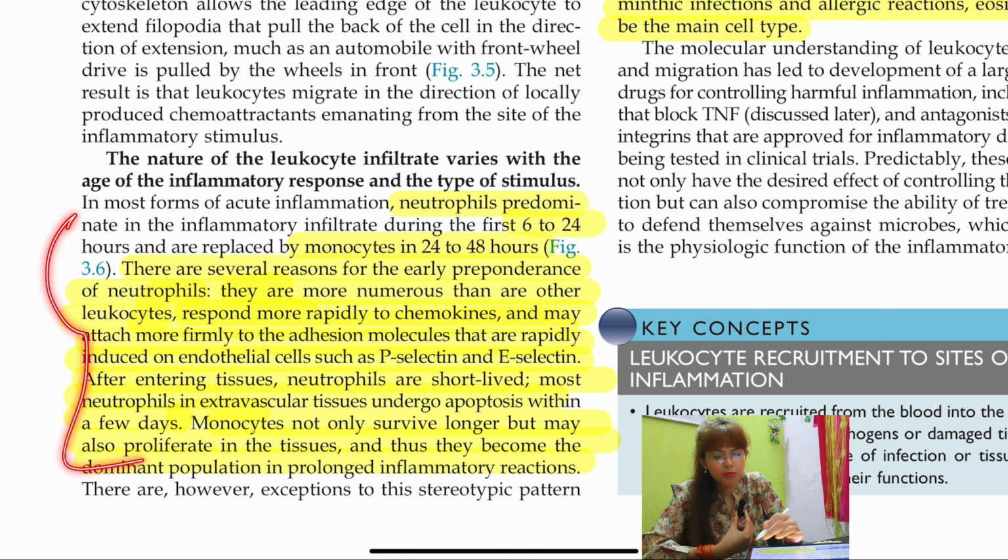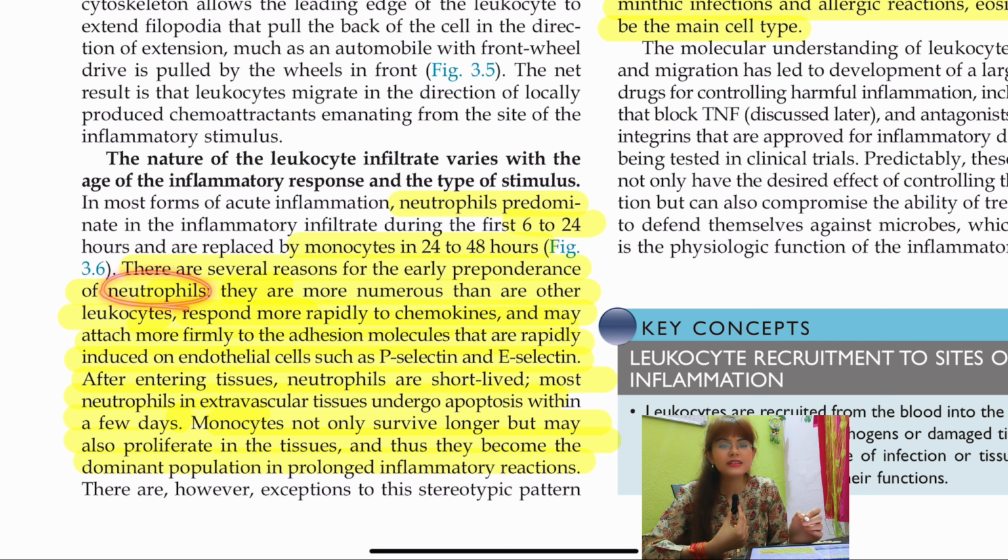This is a very important short note as well as a reasoning question in the undergraduate exams: why do you have neutrophils in the early stages of acute inflammation? Why are the neutrophils predominant in the acute inflammatory state? See, there are several reasons for the early preponderance of neutrophils. So what are the reasons?